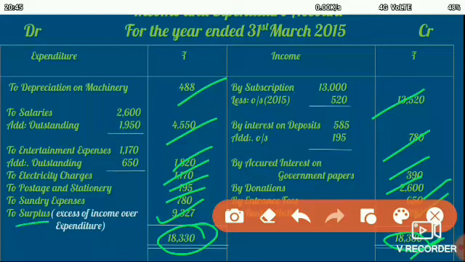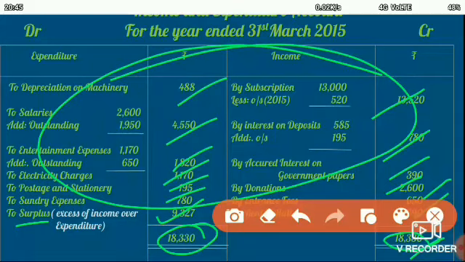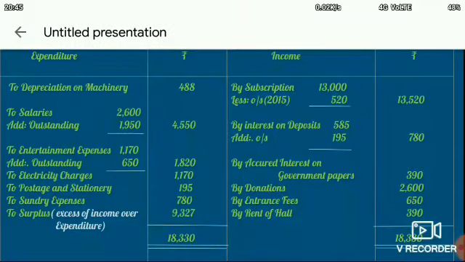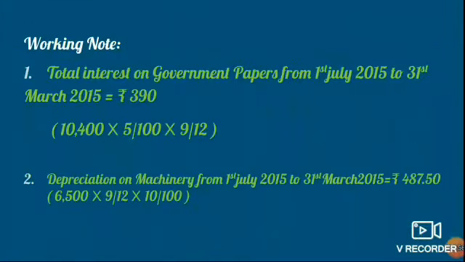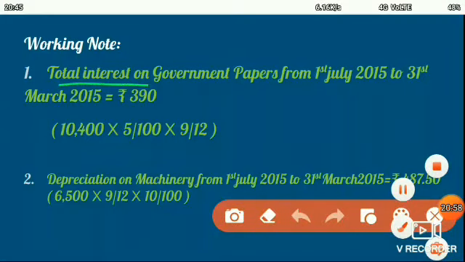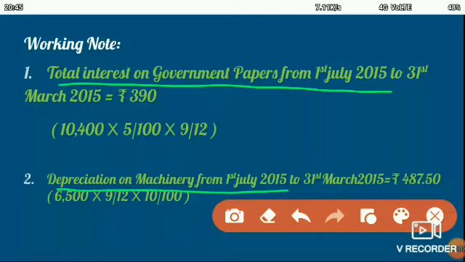So I hope you have understood how we have solved this question. And if you want to show the working note, you can show it just below this, which will be your main sum. This is how you will present your sum, and after presenting your sum in this way, just below you can show the working note, how you have calculated interest on government papers and depreciation on machinery. I have done this separately a while ago, but you can show it just below your question, how you have found out the interest and the depreciation on machinery.